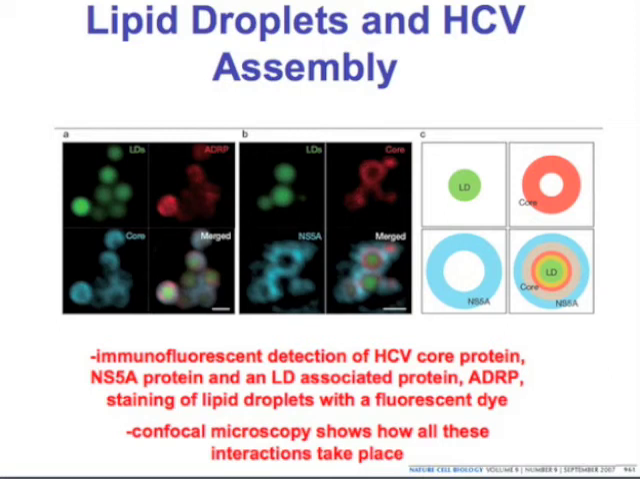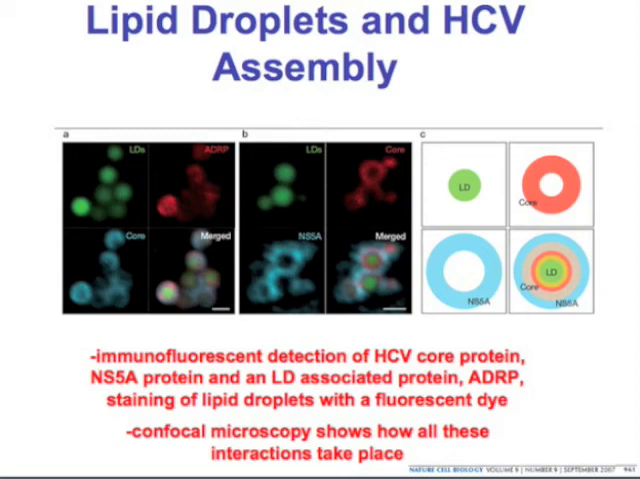And this schematic over here summarizes these fluorescent images. The lipid droplet is associated with the core, and around that is the NS5A protein. It's been known for probably about 10 years that the HCV core protein interacts with lipid droplets and messes up lipid metabolism. But this was the first study to say that this interaction of core with lipid droplets was important for virus assembly.